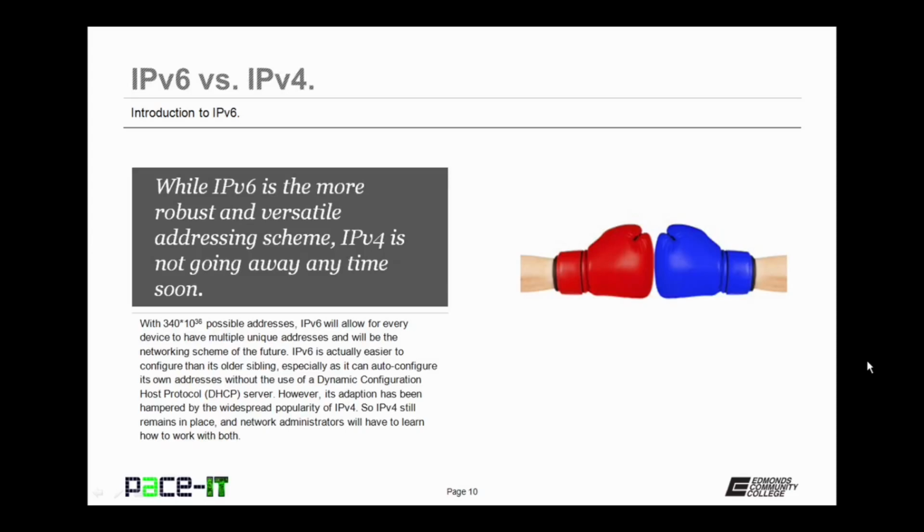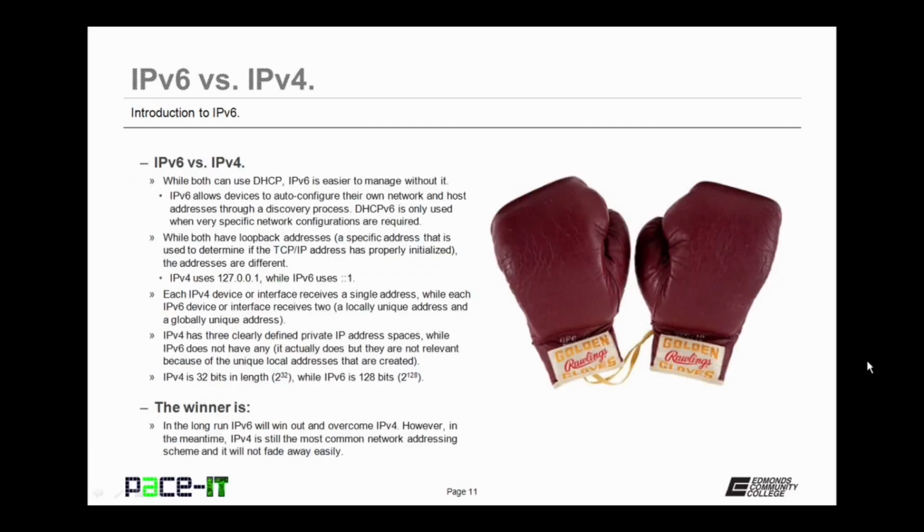IPv4 is well understood and well entrenched. So IPv4 still remains in place, and network administrators will have to learn how to work with both of them. Now, both IPv6 and IPv4 can use Dynamic Host Configuration Protocol, but IPv6 is easier to manage without it. IPv6 allows devices to auto-configure their own network and host addresses through a discovery process. DHCP v6 is only used when a very specific network configuration is required.